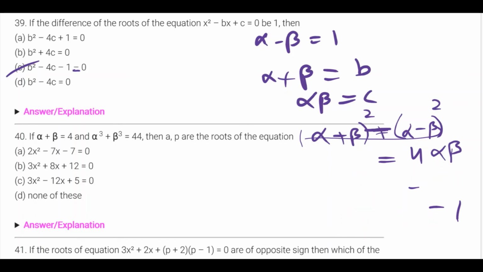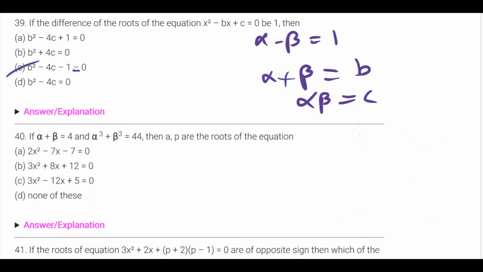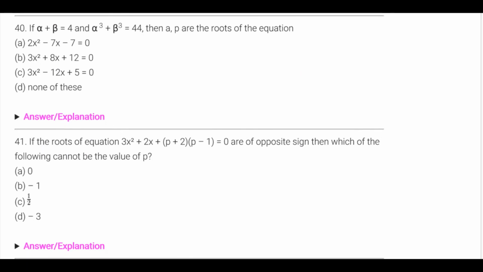Next, 40th question. If alpha plus beta equals to 4, alpha cube plus beta cube equals to 44, then alpha comma beta are the roots of the equation. So alpha plus beta equals to 4. It is possible only in the option C.